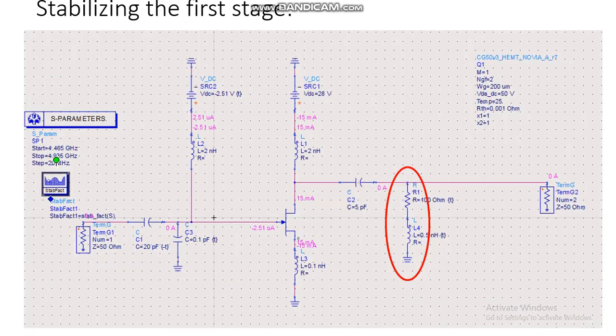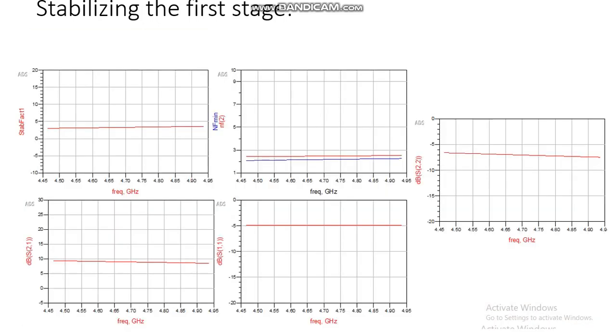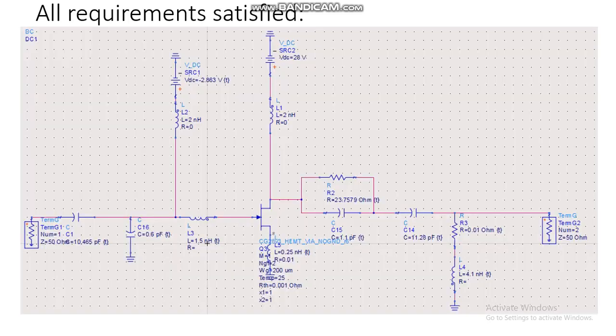After doing this stage, it's time to stabilize the first transistor, because right now our circuit is biased and we are sure it's operating. For stabilizing the circuit, we can use an RL shunt circuit or RC series circuit. And when we do so, we can see that our stabilization factor is above 1, which is what we required it to be. Then we can add other stages, input matching, output matching stages, and finish the job.